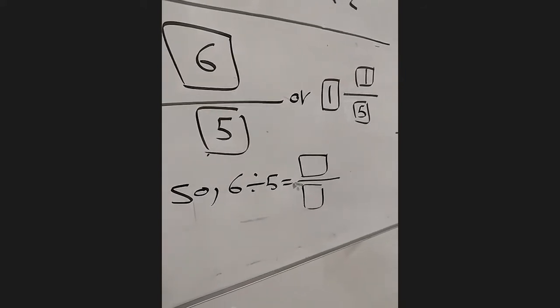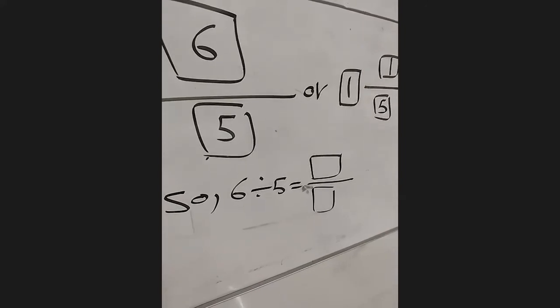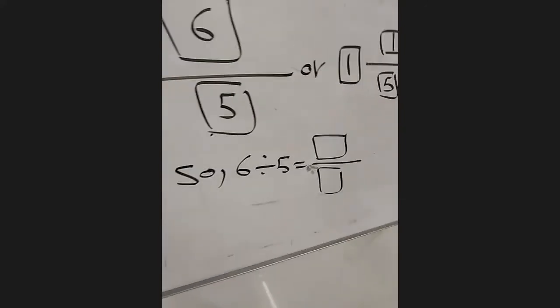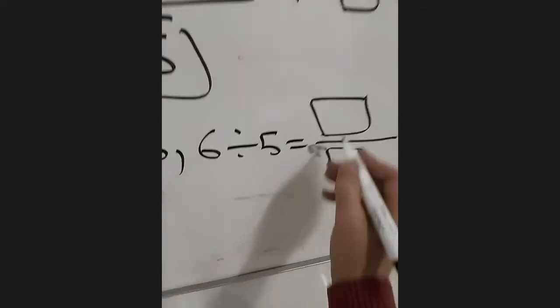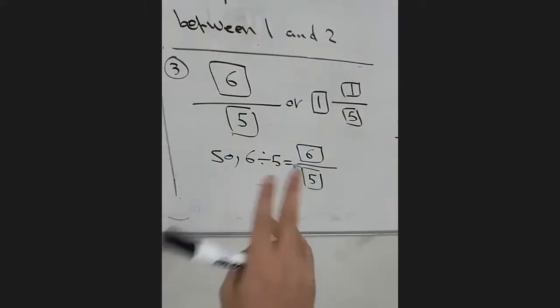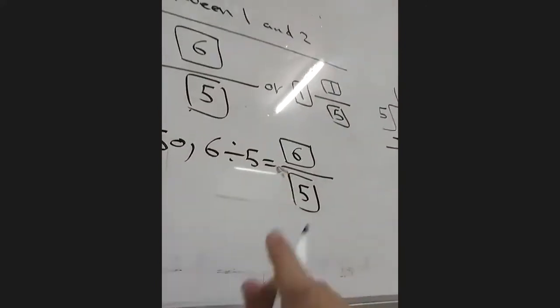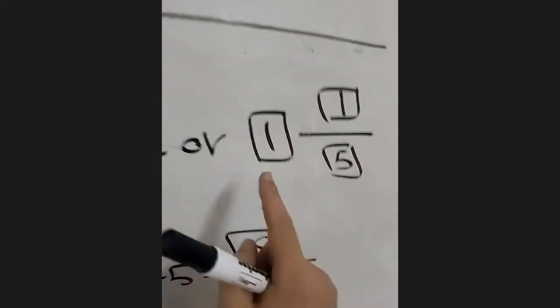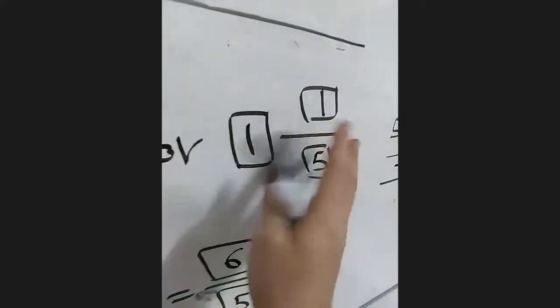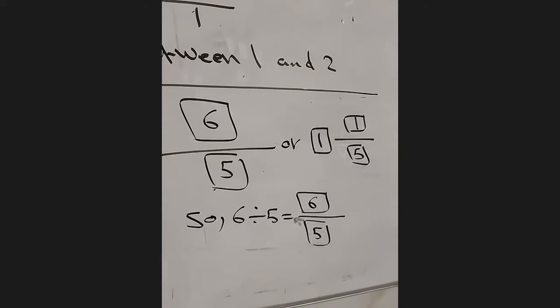Ahmed, 6 divided by 5. 6 over 5. Excellent. Now this answer, 1 and 1 over 5, is between which two whole numbers? Read it. 1 and 1 over 5 is between which two numbers? 2 and 2, 3 and 4. No. Look here.